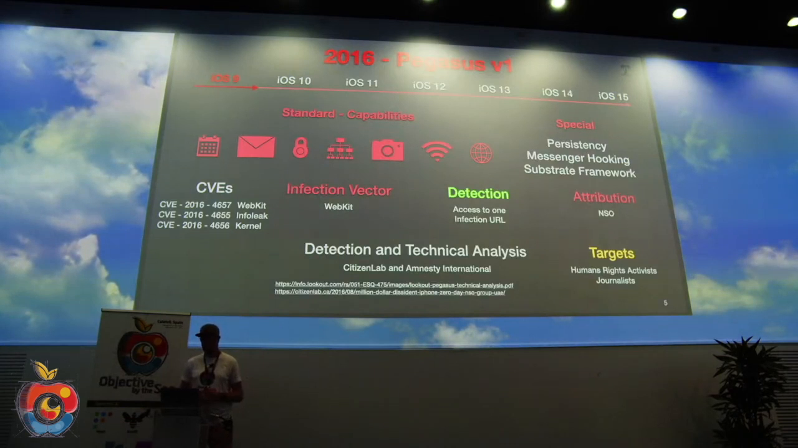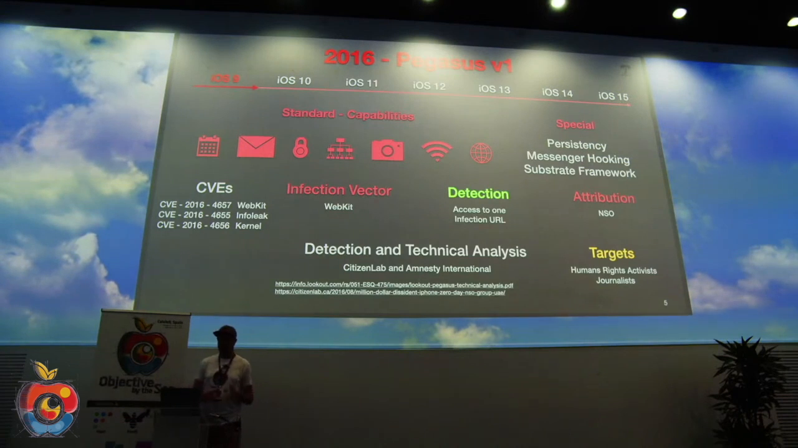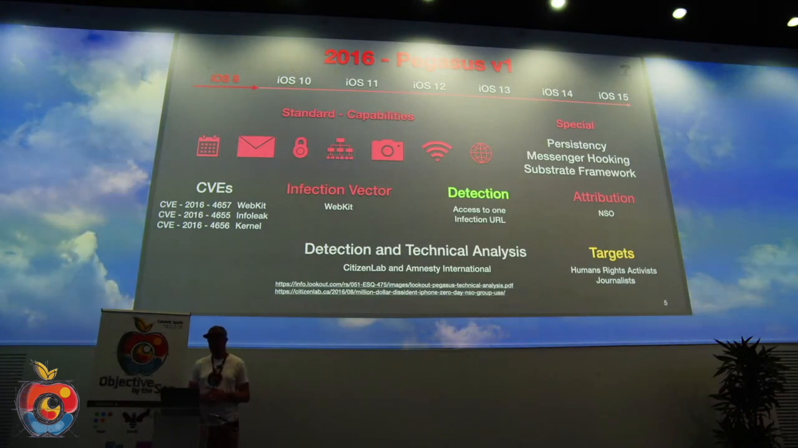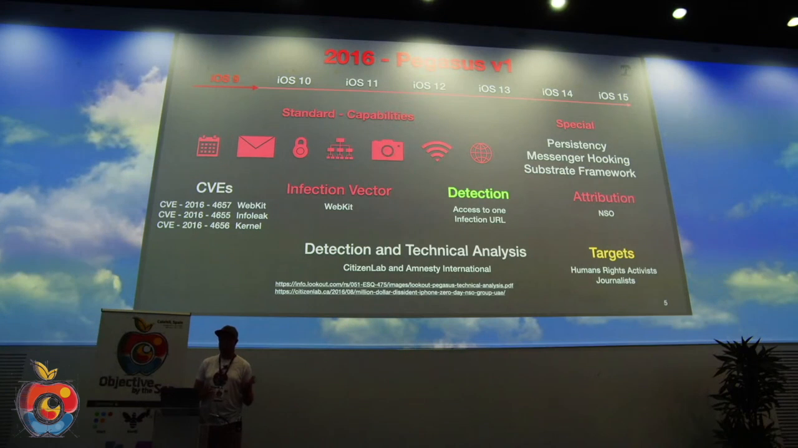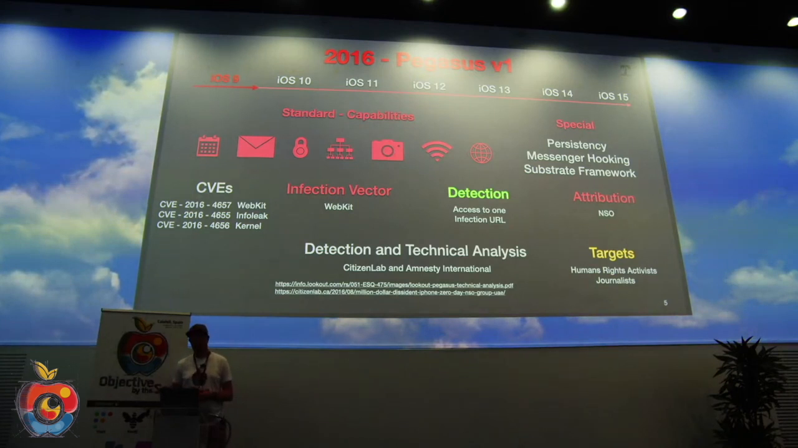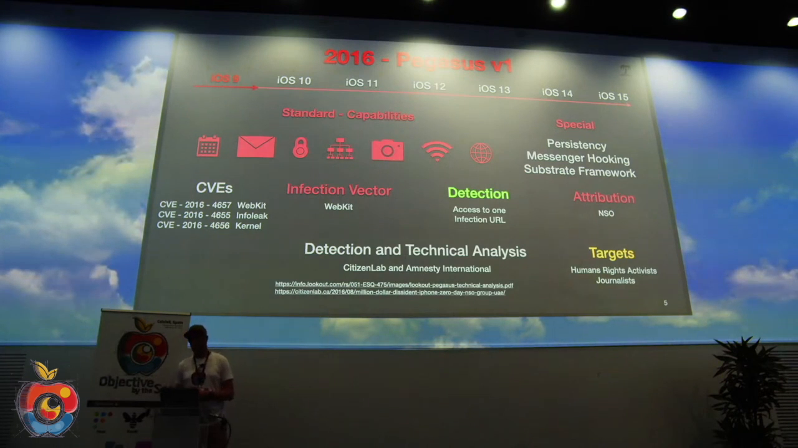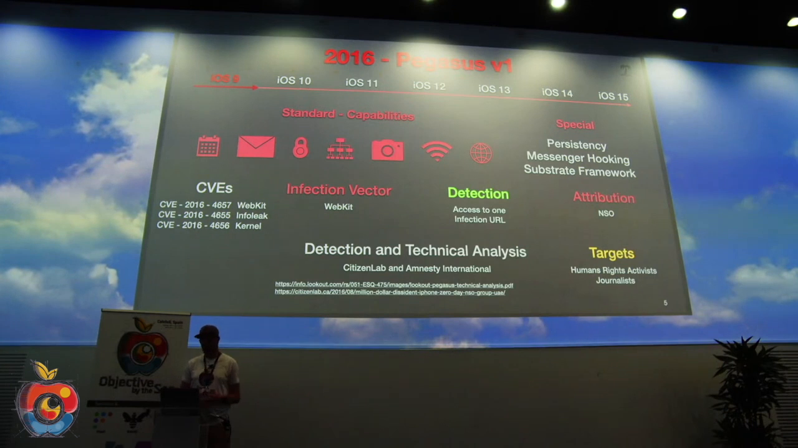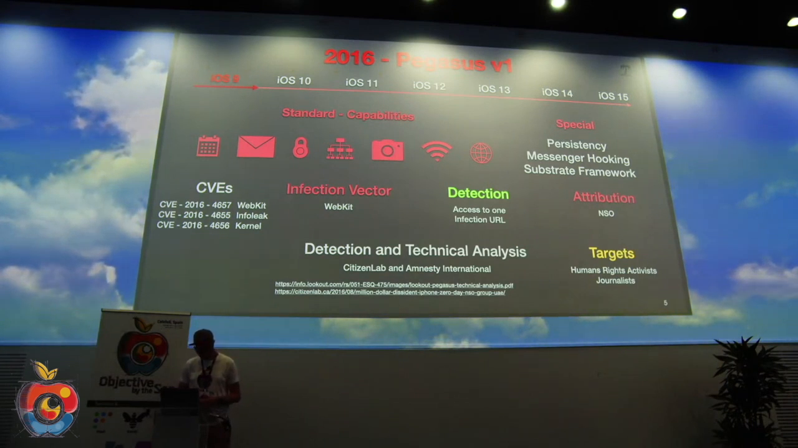It was found in 2016. It used 3 CVEs at the time for exploiting the device. It has an infection vector of WebKit. So basically, someone sent you a malicious URL. You click on that URL, the browser gets exploited, the first stage is downloaded, and afterwards it starts exploiting the kernel via an info leak and a kernel memory corruption.